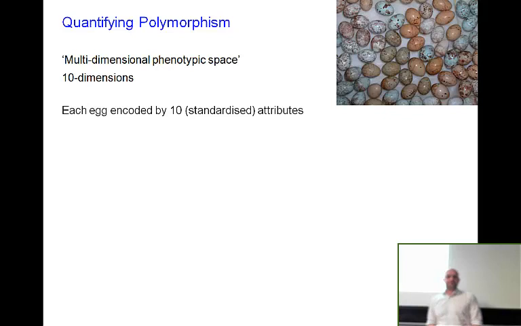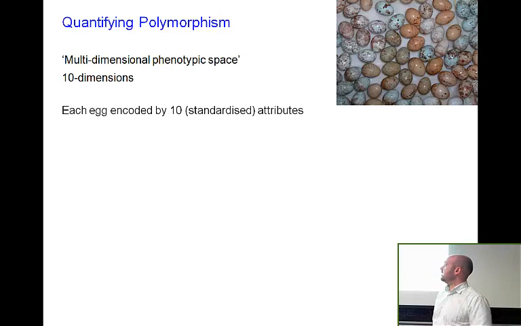And so what we did was to come up with a so-called multi-dimensional phenotypic space, which sounds very fancy, but actually really it's just a way of encoding the properties of an egg with a number of different attributes of what they look like. And then you can plot them in a multi-dimensional space and work out how much of that volume they occupy.